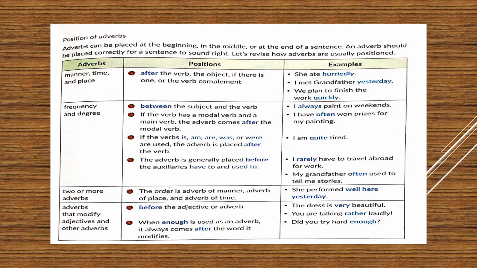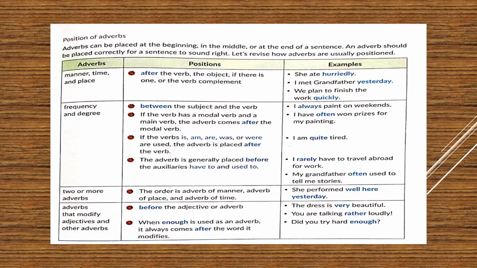So if you say "she performed yesterday here well," then it is wrong because 3 adverbs are here in a sentence and there has to be a certain structure to the sentence, and the positioning of the adverbs is like this. First you have to place the adverb of manner, then the adverb of place and then the adverb of time. She performed well here yesterday.